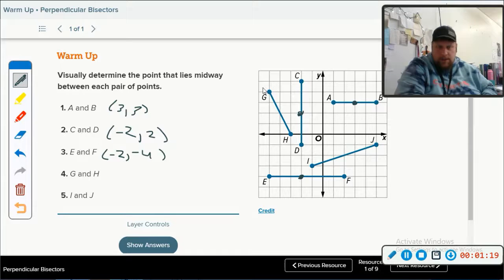G and H. Looks like that's kind of the nice little lattice point. Lattice point, by the way, is where grid marks intersect. And that lattice point looks like it's in the middle, and that'd be the point, -1, 2, 3, 4, +2. So -4, +2. And last, I and J, it looks like right here, which is the point 2, -2.